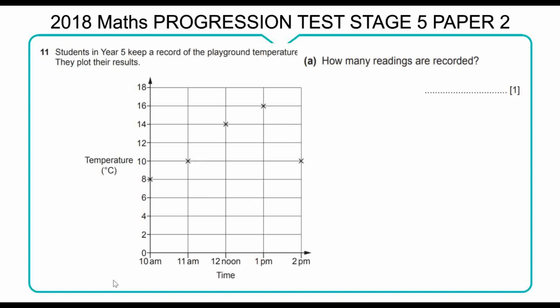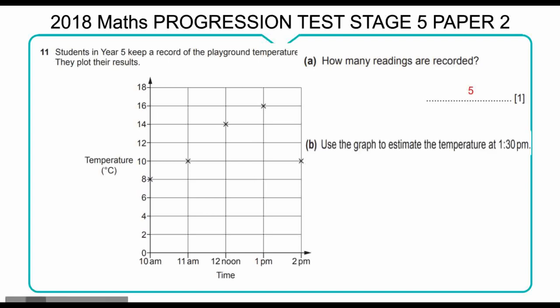Let's reveal the answer. It's 5, so we get 1, 2, 3, 4, 5 temperatures recorded. Next, use the graph to estimate the temperature at 1:30 p.m.